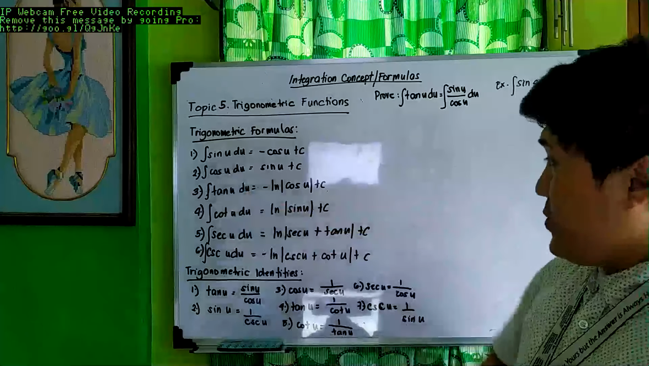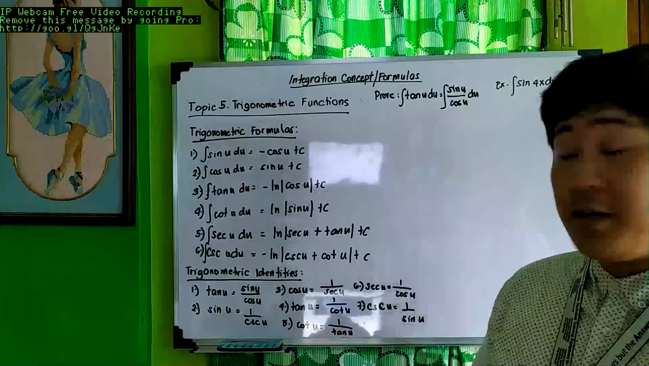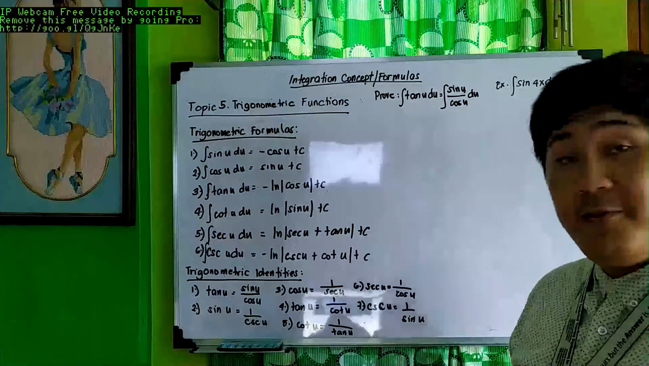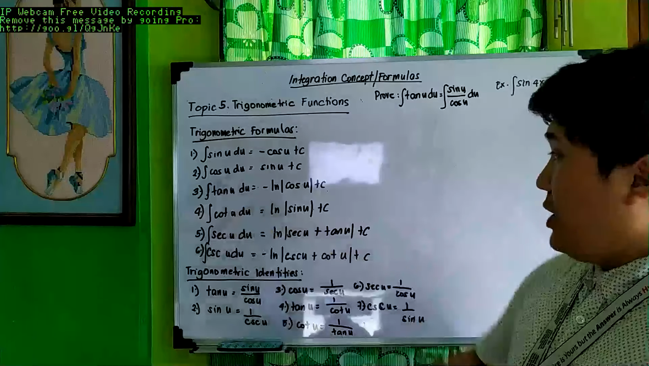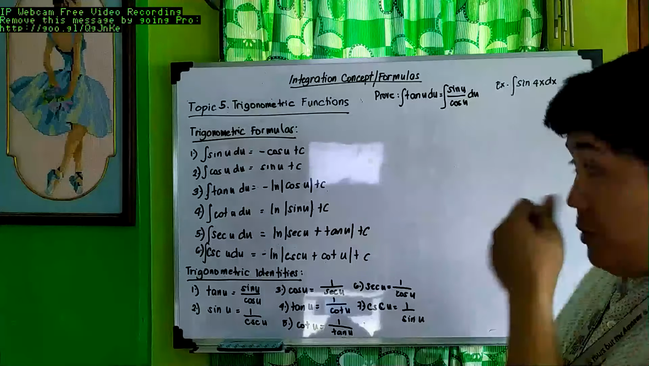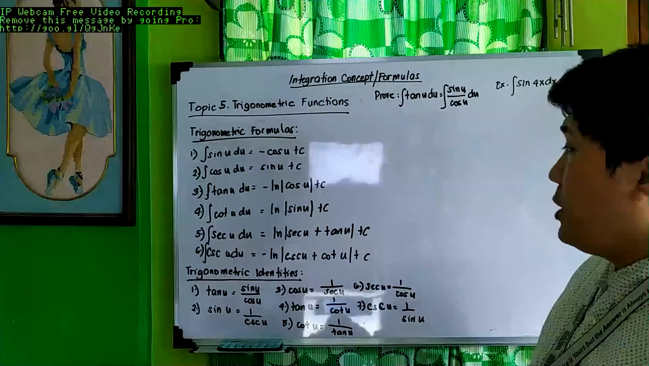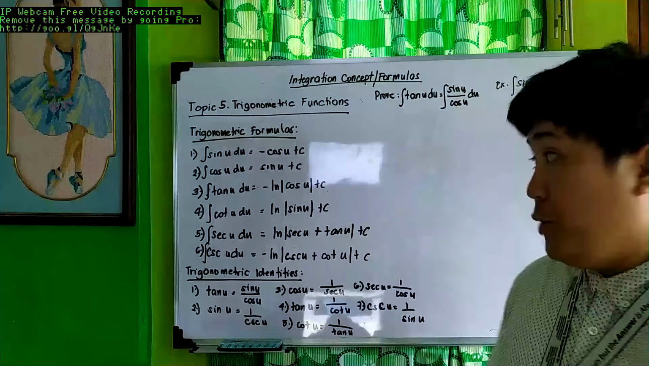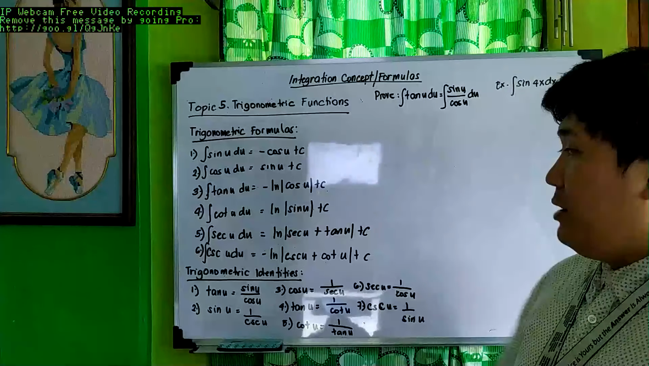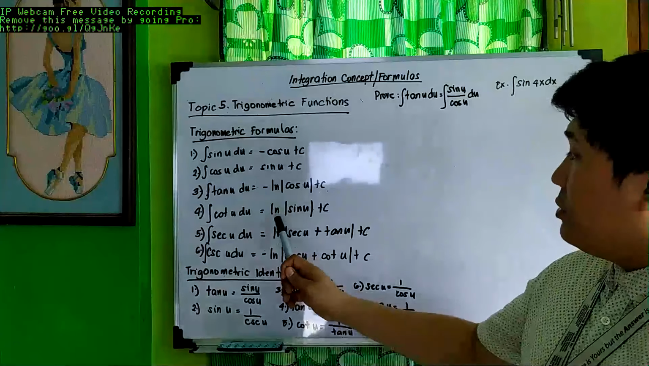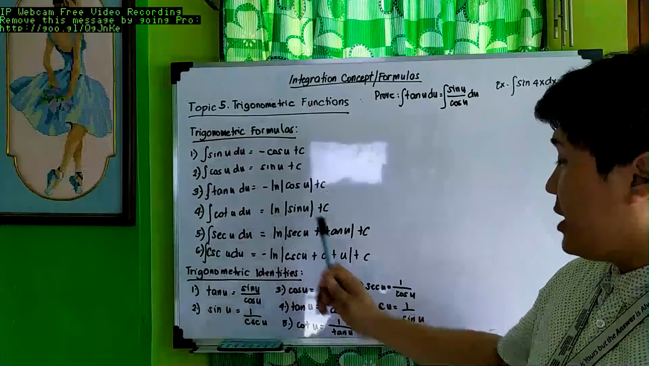The first one is sine: the integral of sine u will be equal to negative cosine u. The integral of cosine u is equivalent to positive sine u. The integral of tangent u will be equal to negative ln cosine u plus c. And the integral of cotangent u will be equal to ln sine u plus c.